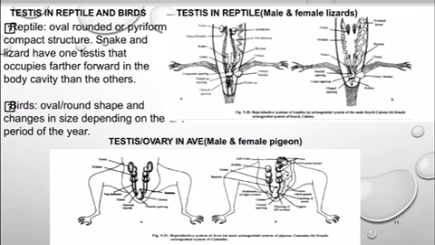Right here is an illustration of the testes in the reptiles, male and female lizards. So it could be oval, round, or piriform structure. And the birds have oval and round shaped testes. That's also illustrated right here.